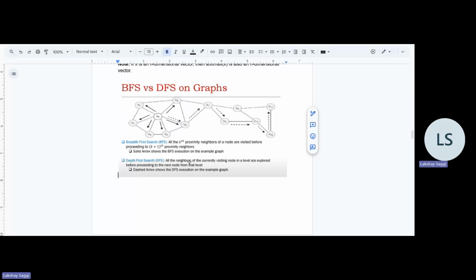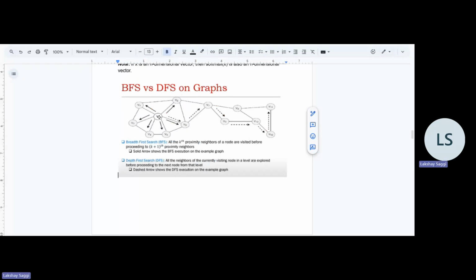Whereas in depth first search, all the neighbors of the currently visiting node in a level are explored before proceeding to the next node from that level. What this means is, as soon as you encounter a node, if it's not visited, you instantly move on to some unvisited neighbor of that node, and you keep doing this as far as you can. For example, suppose you're starting from V0. Note that the solid edges represent the first step of BFS search, and let's say the dashed edges represent an example of a DFS search.